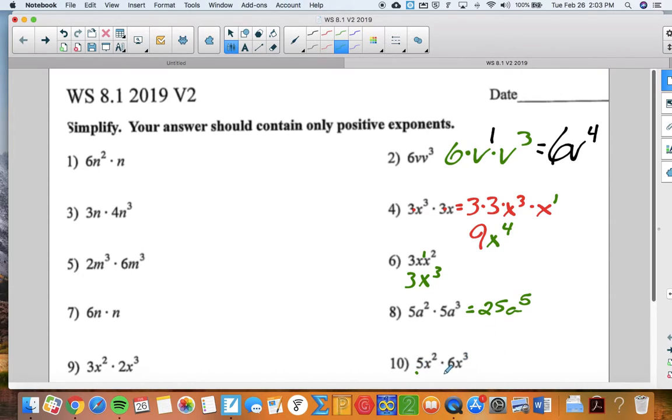And here, I'd multiply 5 times 6, which is 30. And then again, I have x to the second times x to the third. That's the same as 5 x's getting multiplied together.